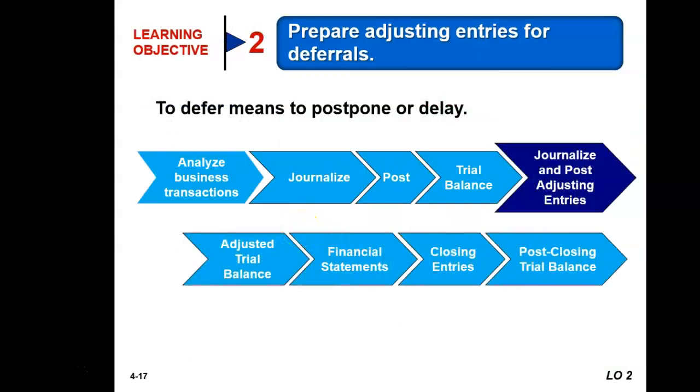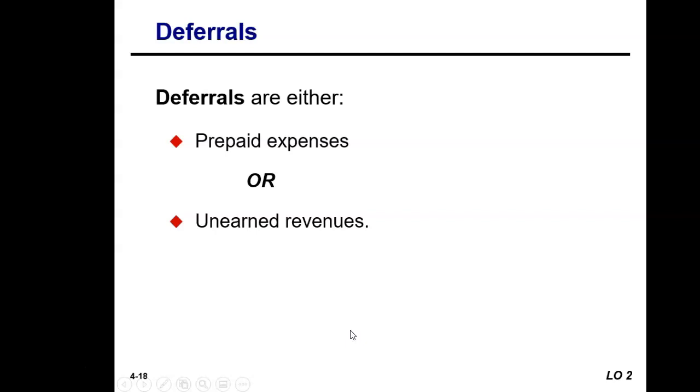So here's what we call the accounting cycle, where we go from analyzing business transactions, record them in the journal, post them to the appropriate ledger accounts, prepare the trial balance. We're now at this stage, journalizing and posting adjusting entries. So right now we're on the fifth step of what's known as the accounting cycle. We're going to look at adjustments for prepaid expenses and unearned revenue.